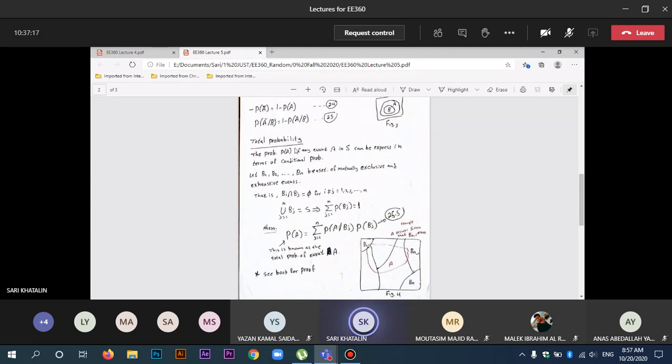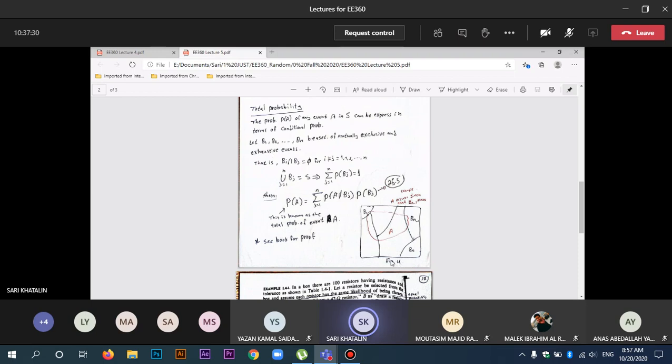And total probability, we will see that next lecture, but I'm just going to show you basically what we're saying here. If we have a figure here, figure 4, take a look at figure 4. We have different sets or different events, B1, B2, B3, B4, all the way to Bn. So maybe we have 10 or 15 of them, and they are all mutually exclusive and exhaustive events.